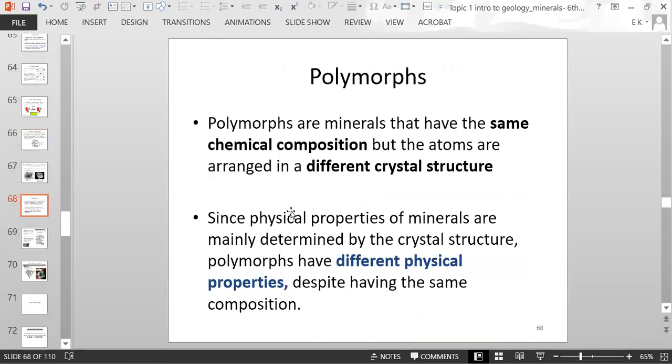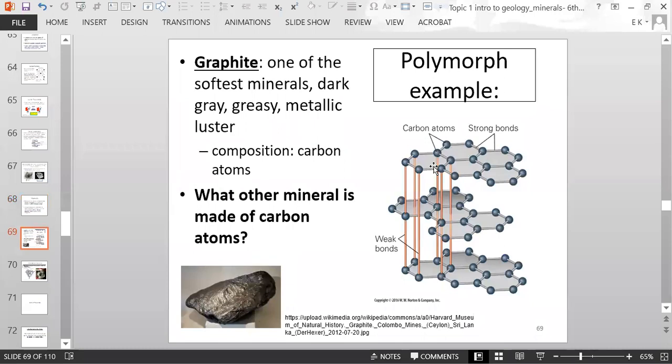So while we're talking about physical properties, I want to go into the concept of polymorphs. Polymorphs are minerals that have the same chemical composition, but the atoms are arranged in a different crystal structure. And because physical properties of minerals are mainly determined by the crystal structure, polymorphs have different physical properties, even though they have the same composition. Now, what does all this mean? I will show you with examples.